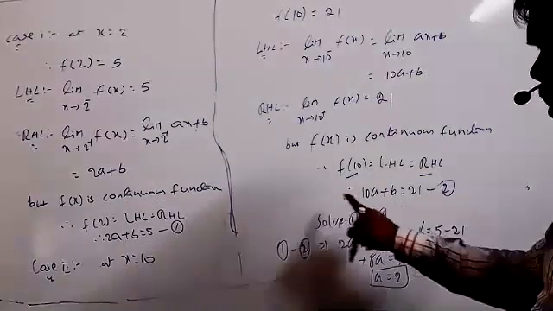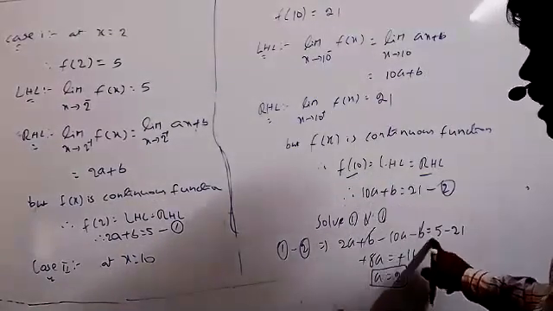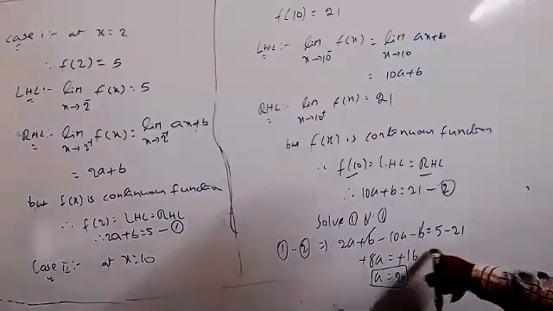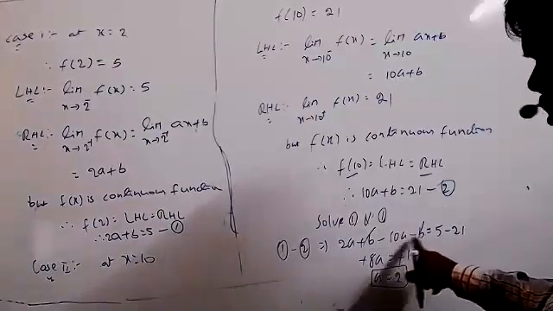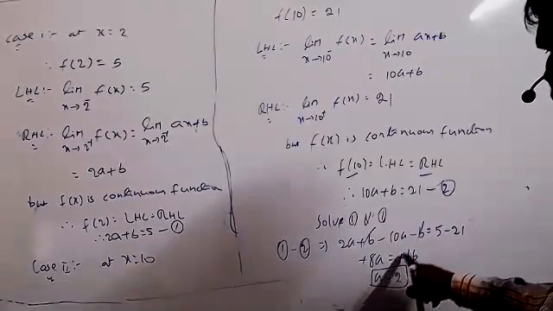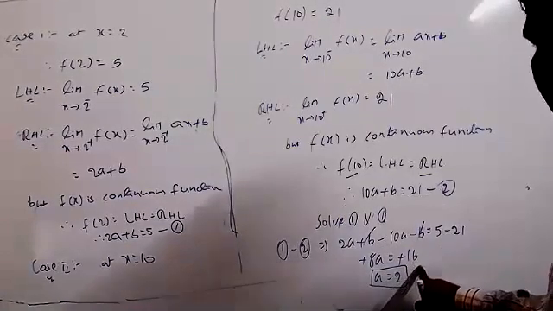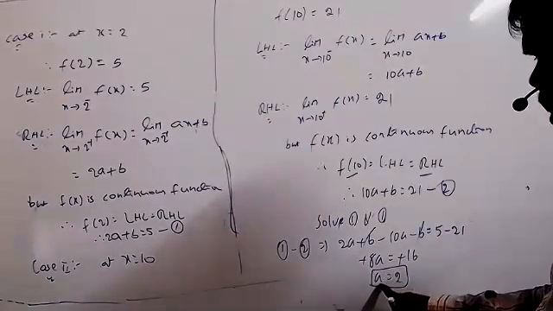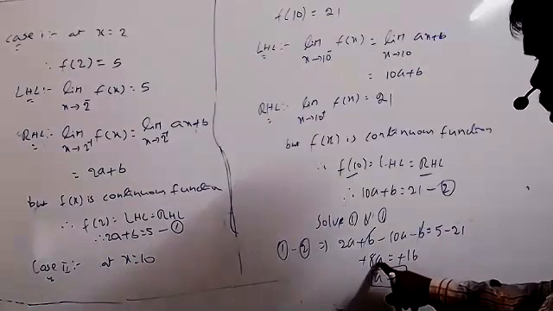Means 2a + b - 10a - b = 5 - 21. The +b and -b will be cancelled. So 2a - 10a equals how much? -8a = 5 - 21 = -16. So the minus signs will be cancelled. The value of a is 16 by 8, right? 16 by 8 equals how much? 2.